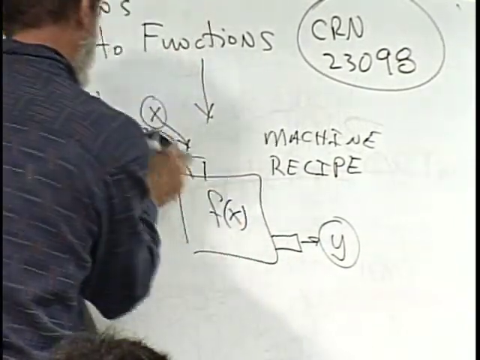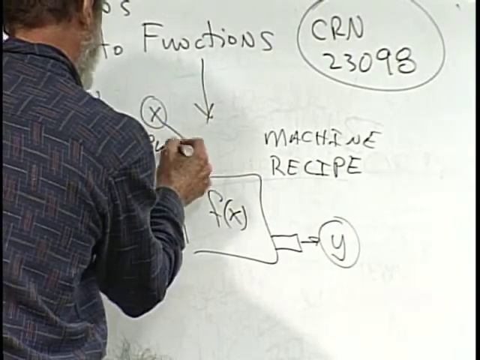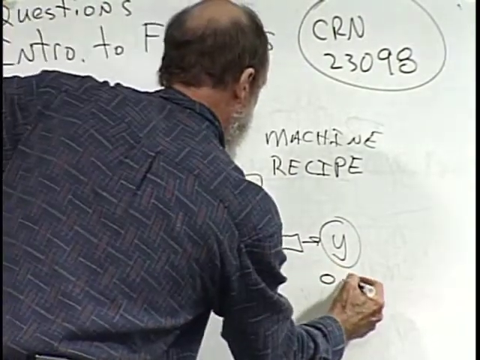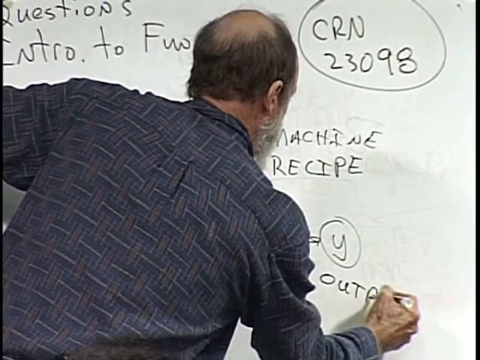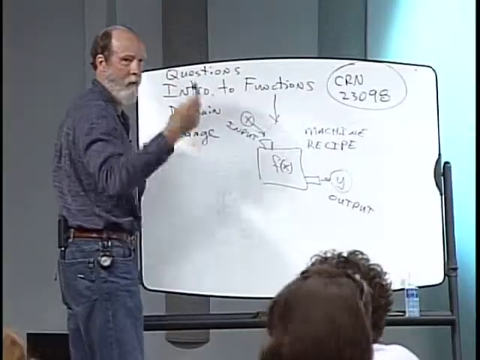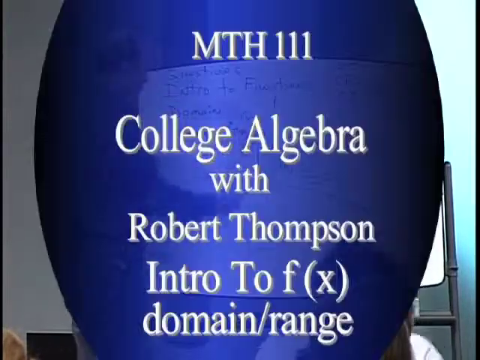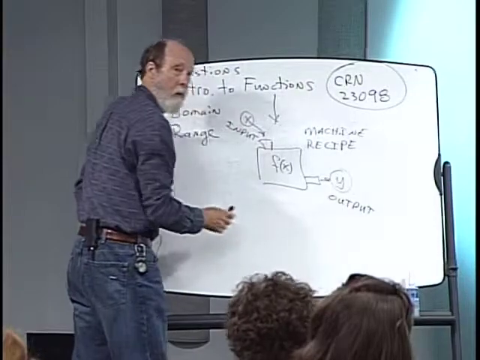If I could spell. And we call what's coming out the output. And you all have cell phones and iPods and stereos and all that kind of stuff, and you are always talking about I/O, input, output. Well, here you go, input, output.